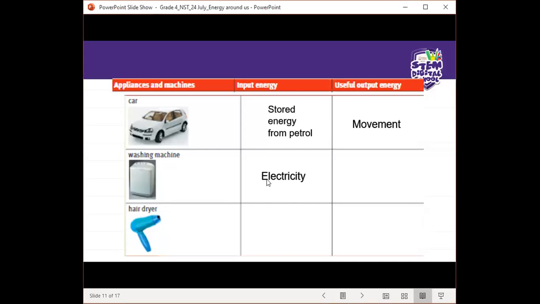Okay, so indeed, the input is electricity and the output is movement. You guys might notice that when your clothes are in the washing machine, they're spinning. That is the process of them getting washed. There is a machine, or rather an object inside, which turns your clothes, and that is how they get washed. Right, then the hair dryer, input energy for the hair dryer, as well as the useful output energy. Hair dryer.